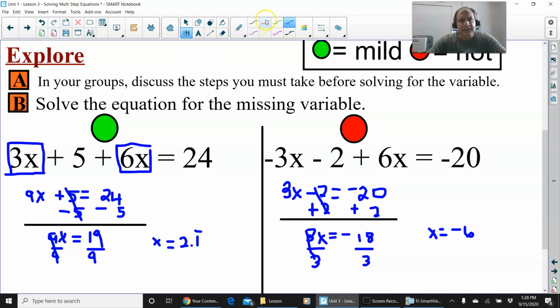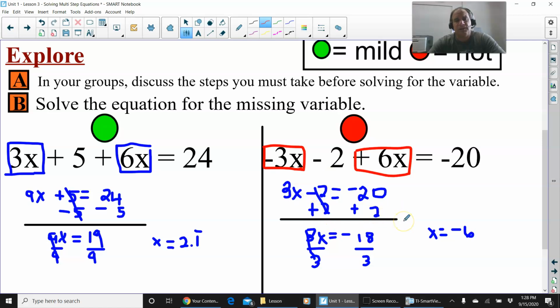So what we did here, I'm going to box out the like terms. Since these x's are on the same side of the equal sign, I have like terms. Looking at the equation, it has 3 terms on that left side. You know it has to go down to 2. All right, so you're taking the negative 3x and the positive 6x. Negative 3 plus 6 is 3. So it's 3x minus 2 equals negative 20.